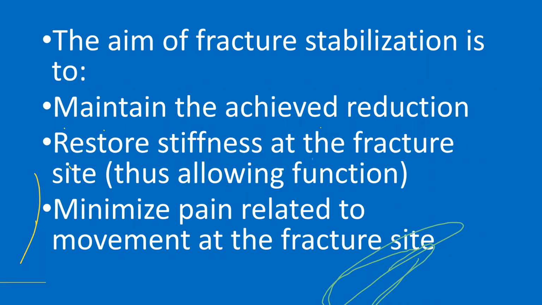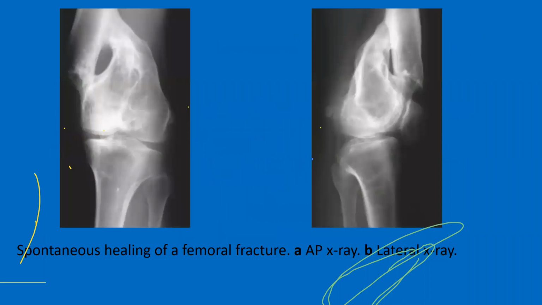The aim of fracture stabilization is to maintain the achieved reduction, restore stiffness at the fracture site, thus allowing function, and minimize pain related to movement at the fracture site. This is a patient from Vietnam. He was shot in the field, and this was left as such. You see that this patient healed side to side by excessive callus formation, of course, in a slightly deformed position.